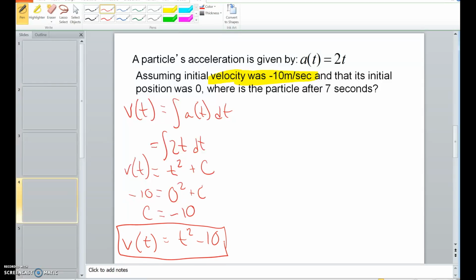Okay. So we need to integrate this in order to get the position function. So why don't you go ahead and do that and put your answer into PlayPosit.